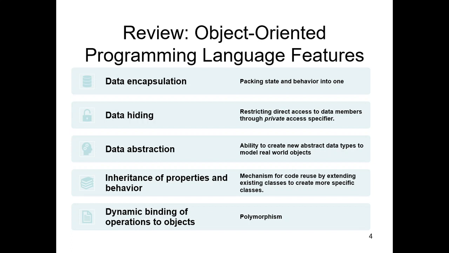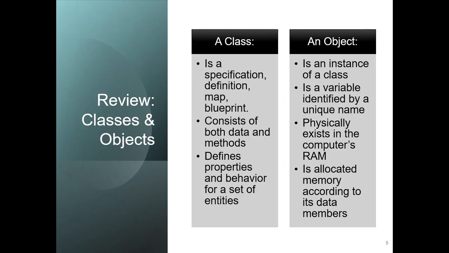And then we talked about polymorphism, or dynamic binding of operations to objects, objects to function calls. Function calls are operations and objects are objects. Polymorphism basically helps you in that. When we get to polymorphism, hopefully it will be clear by then, but you should remember these terms. This is important.